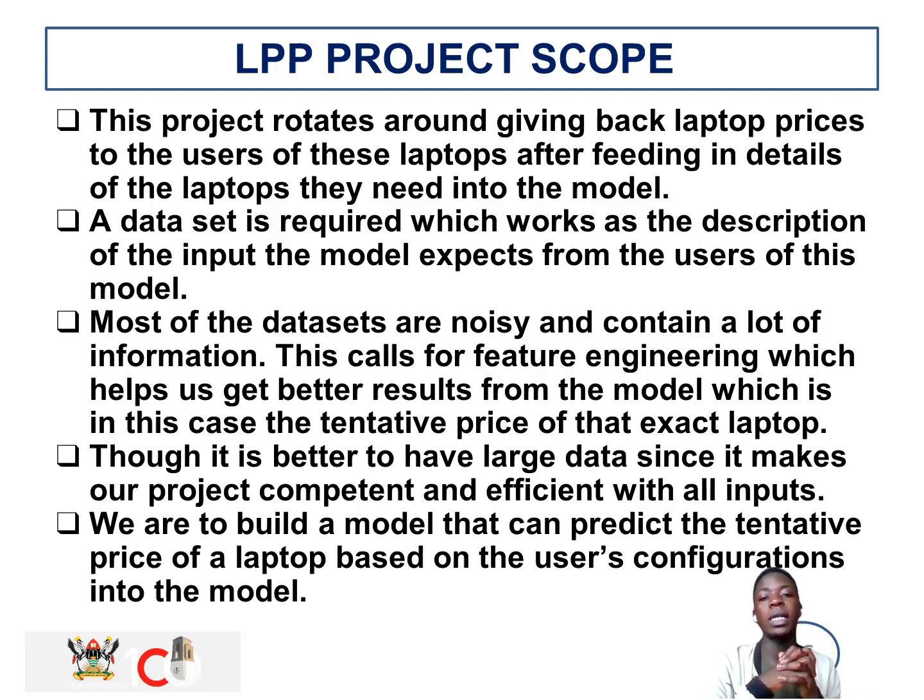Most of the data sets are noisy, and by noisy I mean they contain a lot of unnecessary content which we don't need at times. So this goes into feature engineering, which helps us get better results from the model, which in this case is the tentative price. We expect the output to be the tentative price of the exact laptop. It is better to have that data since it makes our project competent and efficient with all inputs, and we have to build a model that can predict the tentative price of the laptop based on the user's configurations fed into the model.